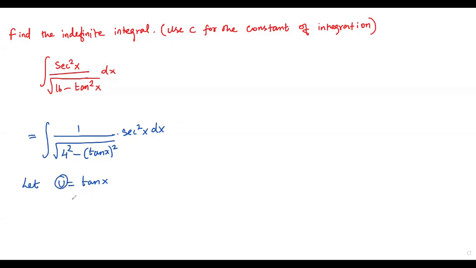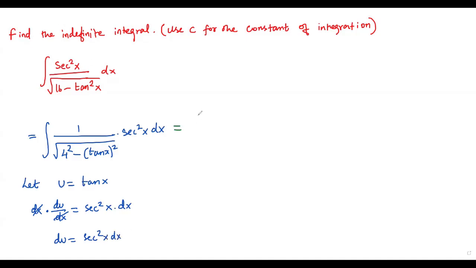When I find the derivative of u with respect to x, I'm getting du over dx. And the derivative of tangent x is secant square x. Now to solve for du in this equation, I have to get rid of the dx in the denominator. For that, I multiply both sides by dx. Then this dx will cancel out. I'm getting du equals secant square x times dx. Now let me continue with the integration over here.